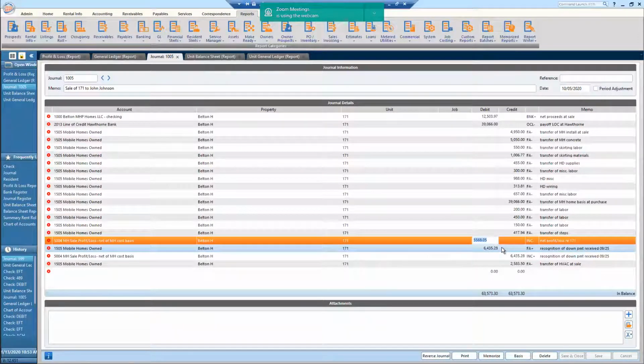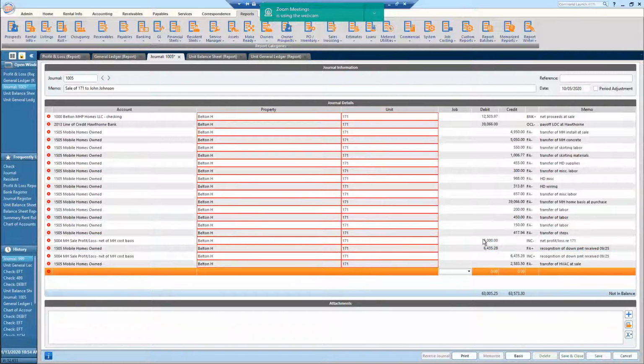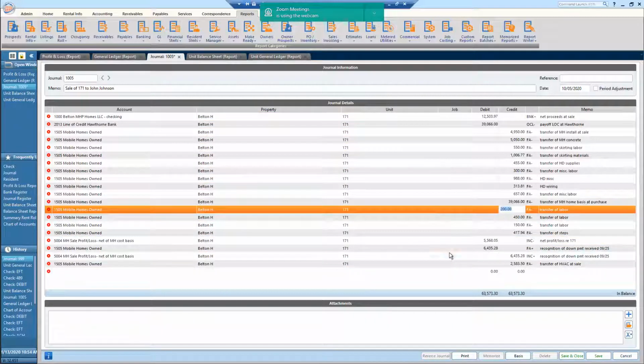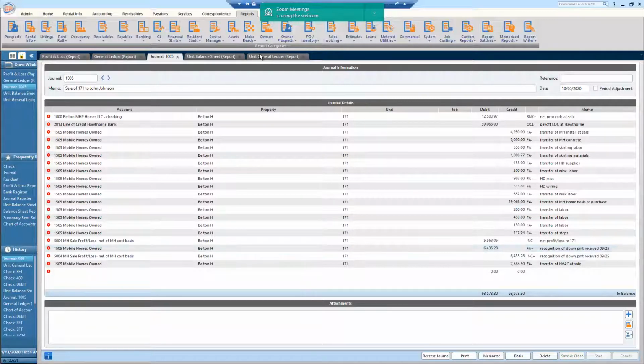5568.05 is my number. If I change that to 5,000 and I go to save, it won't let me. Look, it's all jacked up. It's not balanced. We're off. So I have to get it right. But you can get it right by cheating, so to speak, and putting it in the wrong category. That's not a good idea. And that's pretty much how this one works.